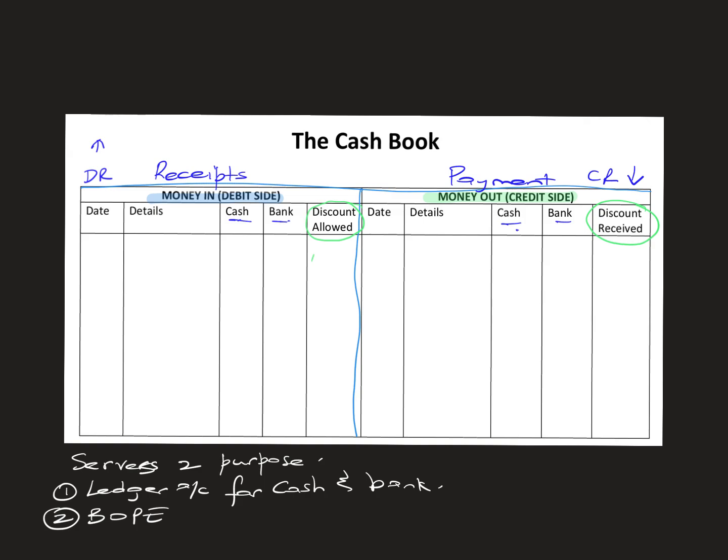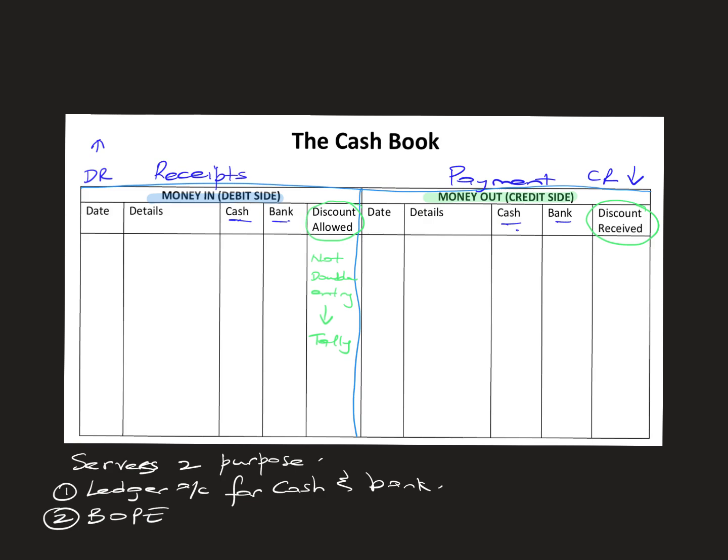Now, these columns are not part of the double entry. So these are not double entry. Their purpose is for a tally, or a record. They're just keeping a list. So it's just for listing all of the discounts. So it's like a memorandum column. It keeps a list of all of your discounts which you're giving to your customers.